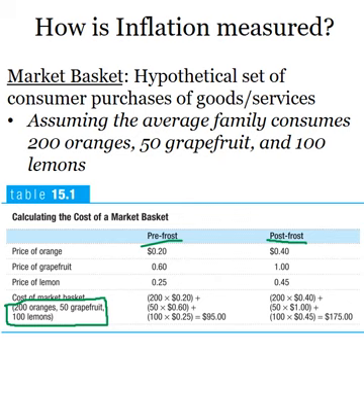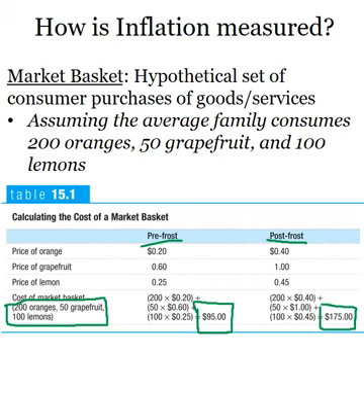So 200 oranges times 20 cents plus 50 grapefruits times 60 cents plus 100 lemons times 25 cents. And then you get the cost of the market basket in the pre-frost year. We do price times quantity for the post-frost year and get the cost of that market basket, which is $175.